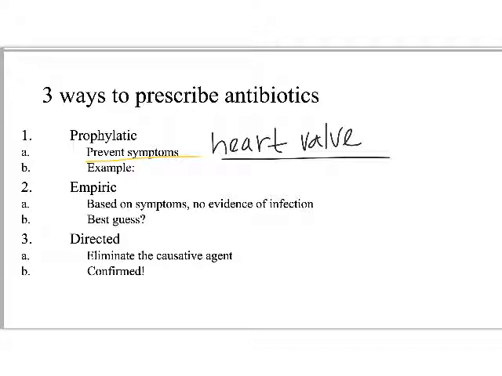Okay, now empiric is based on the symptoms, and you don't know for sure what infection they have, so they kind of call it the best guess. So they're going to look at what's going on, or look at the symptoms. They're going to look at what's in the environment, where you're coming from, and try to treat that way. And then the best ideal way to do it, which is not always possible, is to do a swab, identify it, and eliminate what's actually causing the problem.